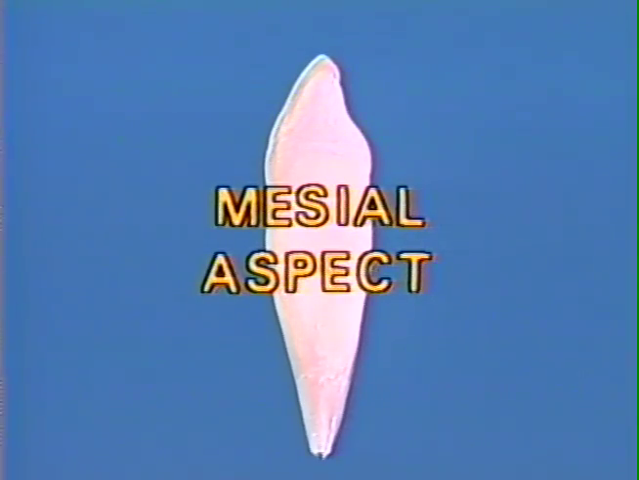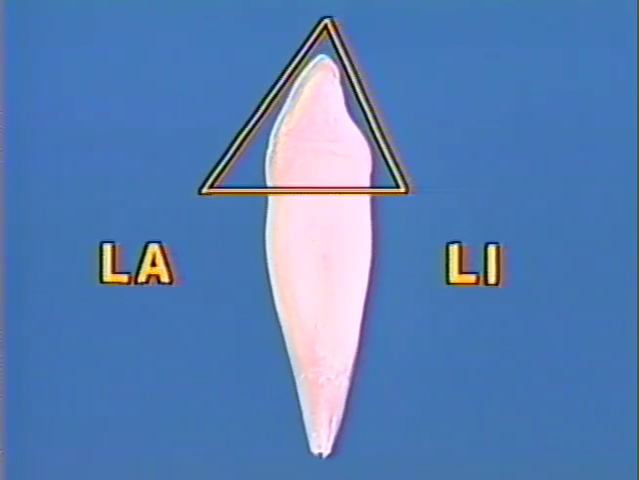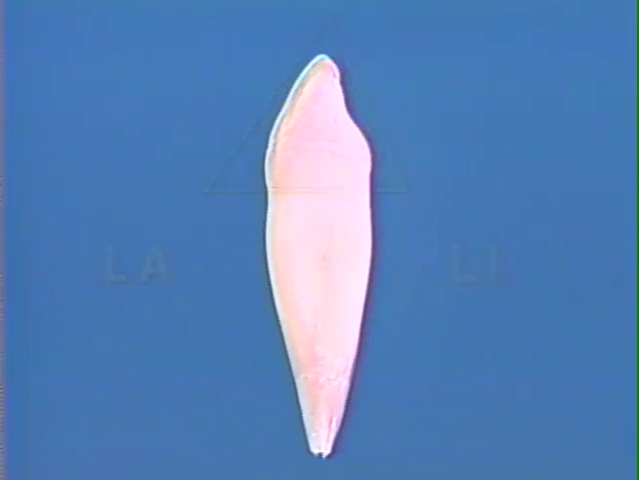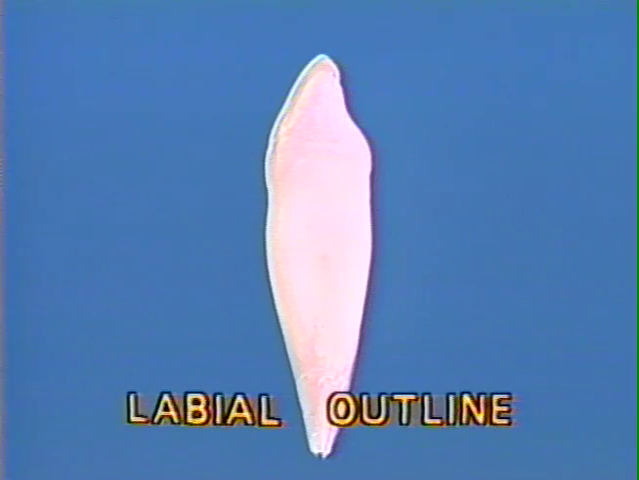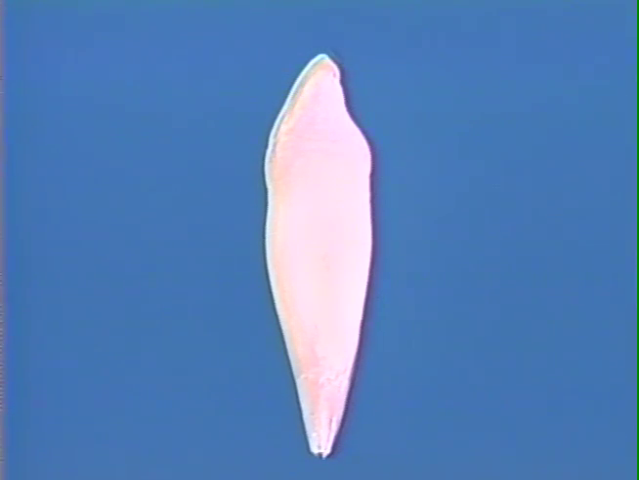The mesial aspect. The crown, viewed from the mesial aspect, presents an outline which is roughly triangular in shape, but noticeably narrower labial-lingually than the maxillary canine. Labial outline. The labial outline is convex, with height of contour located in the cervical third. Incisal outline. The incisal outline is thinner labial-lingually and thus sharper than the maxillary canine.